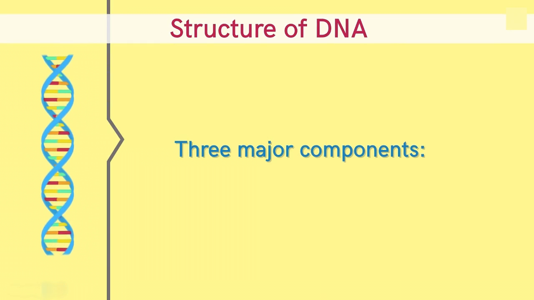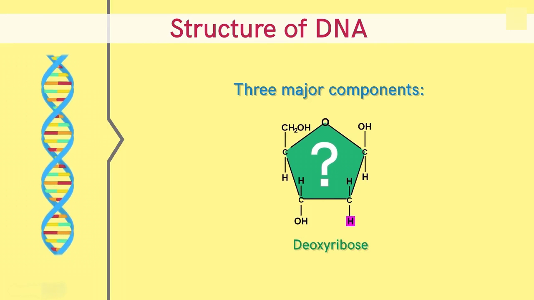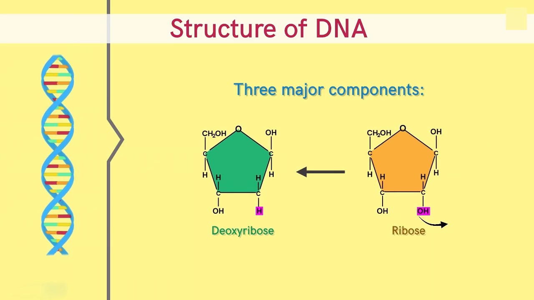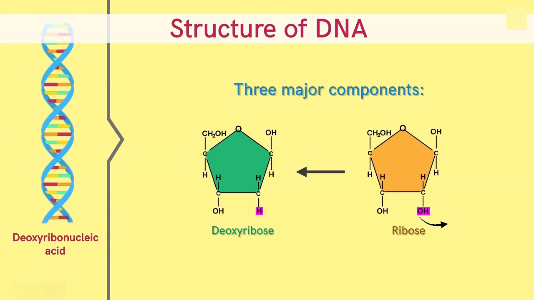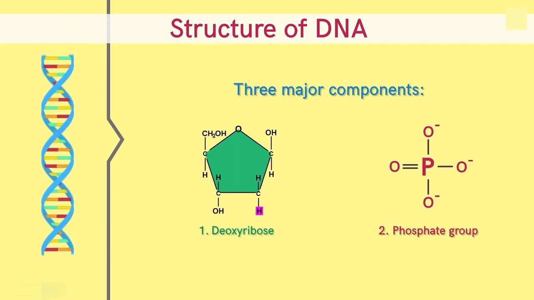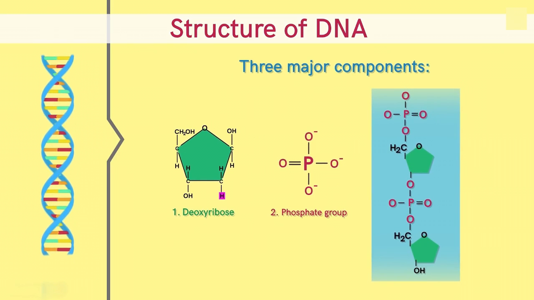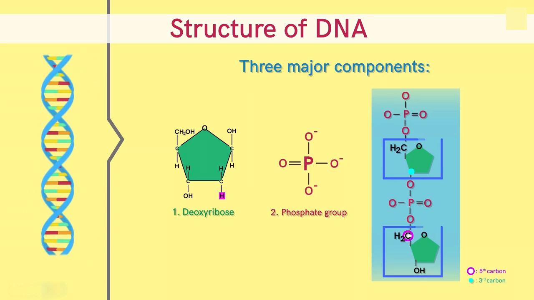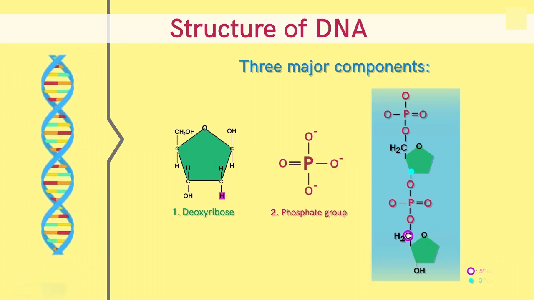One is the pentose sugar molecule called deoxyribose. How is this obtained? It is obtained by removing one oxygen atom from a ribose molecule. Thus the name deoxyribonucleic acid. The second component is a phosphate group. This helps bind the two deoxyribose molecules together. The third and fifth carbon atoms of the adjacent deoxyribose molecules are bound by phosphate groups.